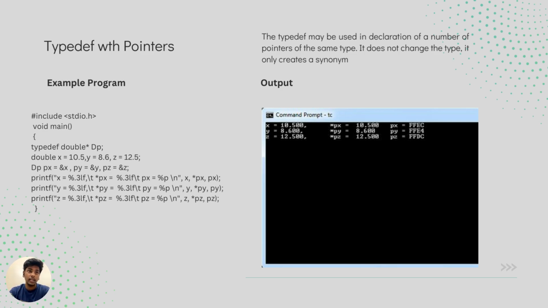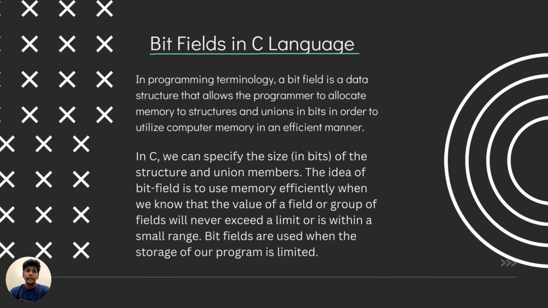In the next line, you can see that dp *px is equal to &x, py is equal to &y, and pz is equal to &z. Then we are going to assign some values and view the output of these statements. You can see that in the output. Typedef is simply giving an alias name to a predefined data type. It doesn't change the type, it only creates a synonym. That's it for typedef, and we are going to move towards bit fields in the C language.